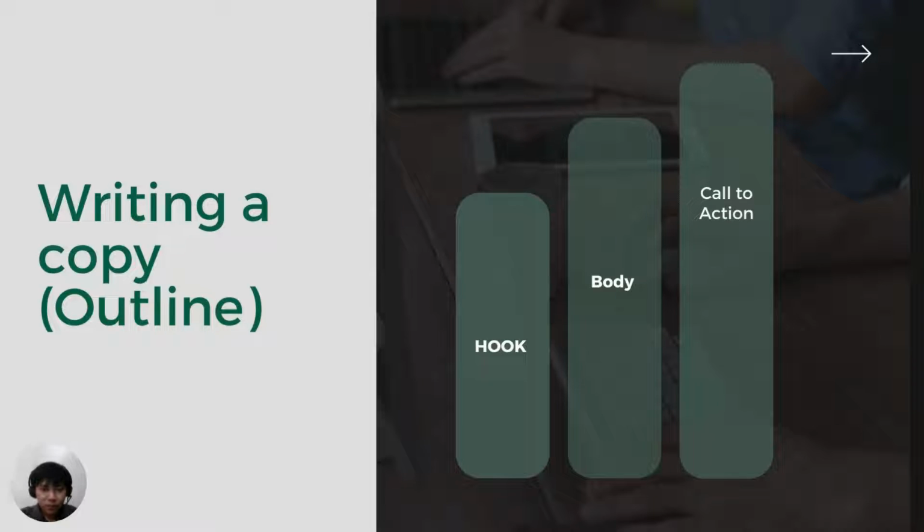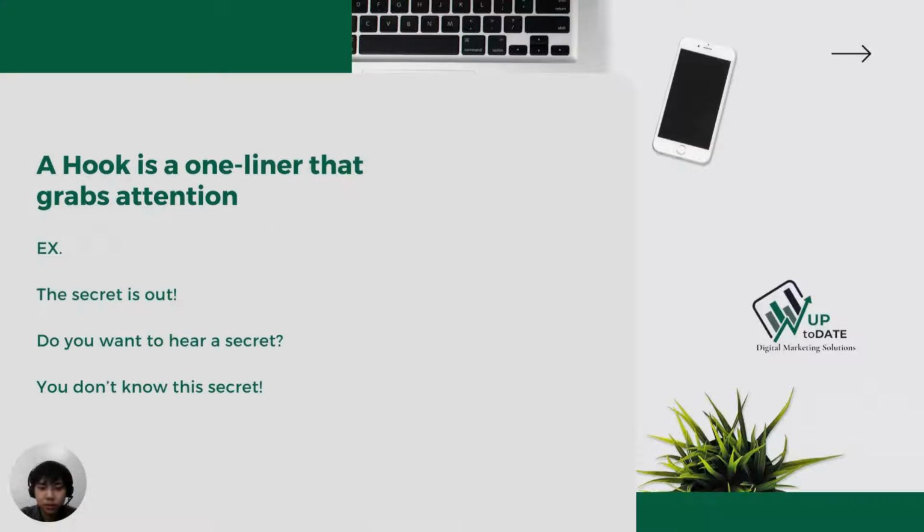Now, this is the basic outline of the copywriting. As this is the very basic, it's just composed of a hook, body, and a call to action. So what is a hook? A hook is a one-liner that grabs attention.